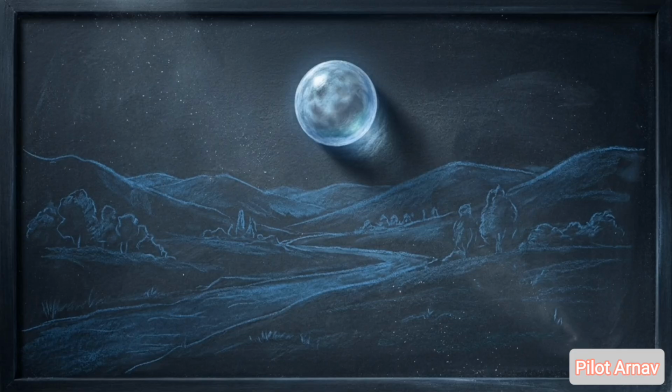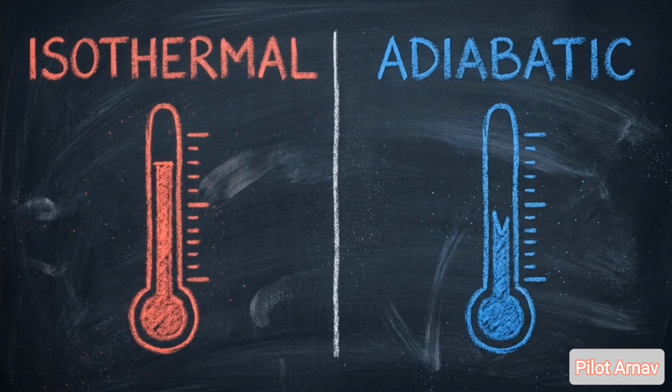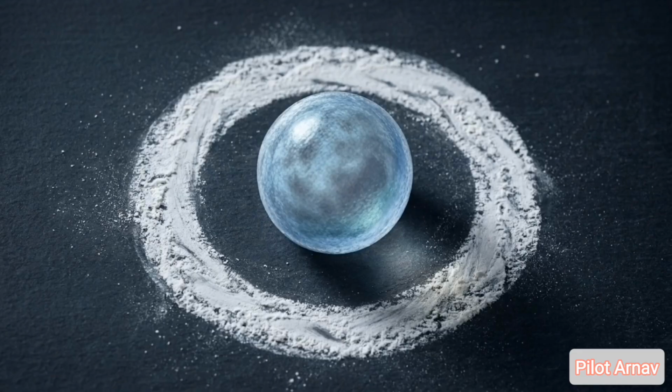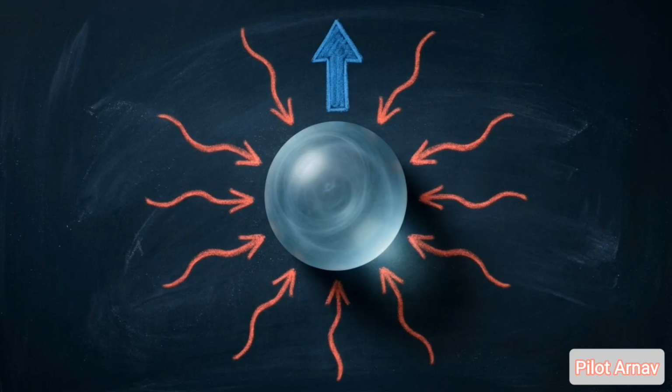discrete parcel of air. To track this air parcel, we must distinguish between isothermal and adiabatic processes. An isothermal process maintains a constant temperature by exchanging heat with its surroundings. However, air is a remarkably poor conductor of heat. Therefore, when a parcel of air moves vertically through the atmosphere, it doesn't exchange heat with the surrounding air. The process is strictly adiabatic.